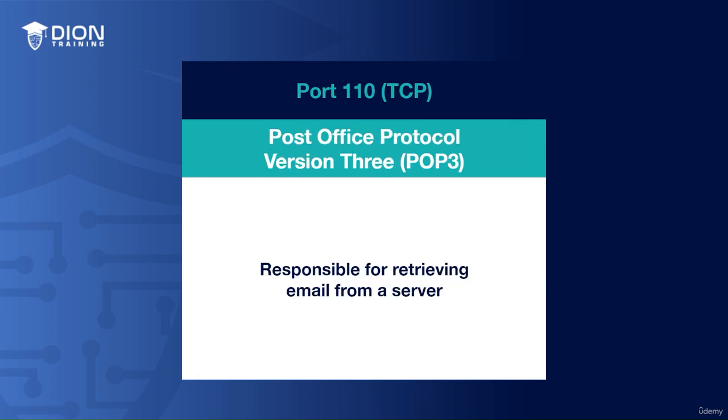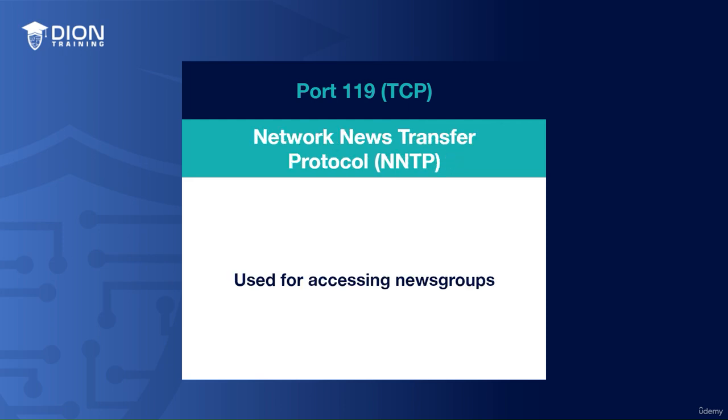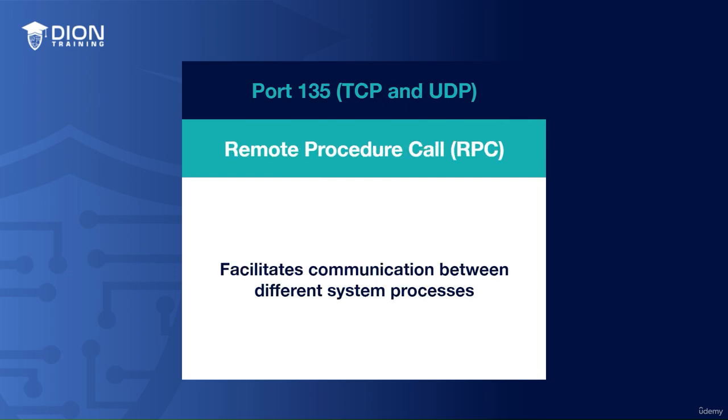Port 110 is used for POP3 or the Post Office Protocol version 3. POP3 is going to be responsible for retrieving email from a server, and it operates over port 110 using TCP connections. Port 119 is going to be used for NNTP or the Network News Transfer Protocol, and it's used for accessing news groups, and it operates over port 119 using TCP. Next, we have port 135, which is used for RPC or Remote Procedure Call Facilities. This is going to facilitate your communication between different system processes, and it operates over port 135 using TCP and UDP. Often, you will see RPC used as part of the Windows file sharing system.